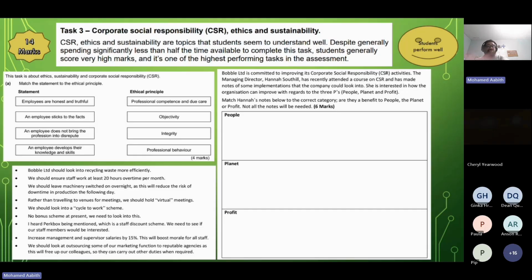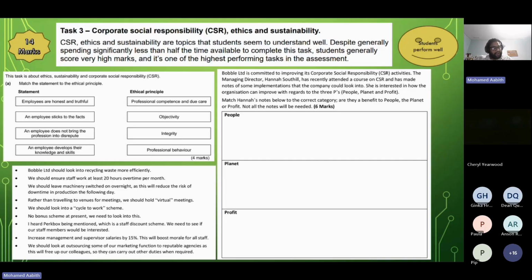So I would say that that is not one of the CSR policy. We should leave machinery switched on overnight. This will reduce the risk of downtime in production on the following day. What are you doing by doing it that way? If you leave the machinery switched on overnight, you're basically increasing your carbon footprint. So that means it's not good for your planet. It's not a good option.